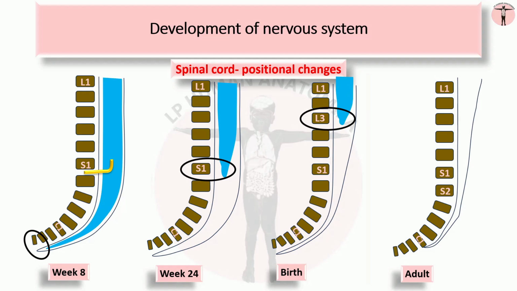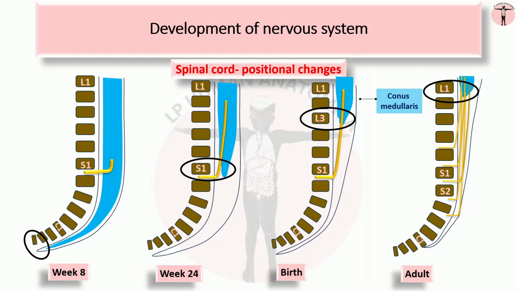Now, after the birth, the lower end of the spinal cord is called conus medullaris. In adults, the conus medullaris terminates at the junction of the 1st and 2nd lumbar vertebra. As a result of this differential growth, the spinal nerves from the lumbar and sacral segments run obliquely downwards from the spinal cord to the corresponding level of intervertebral foramina.